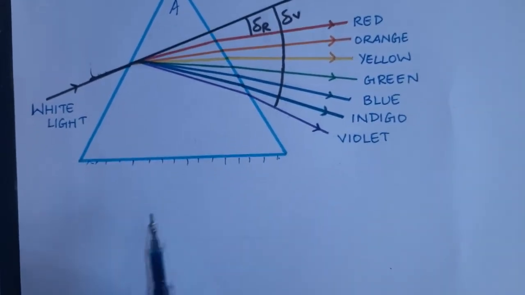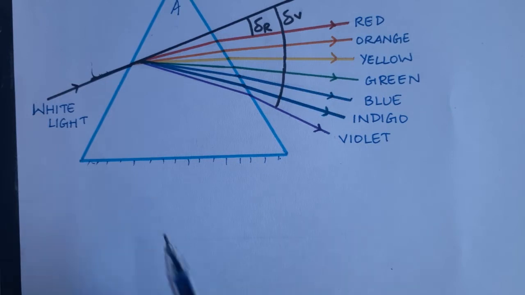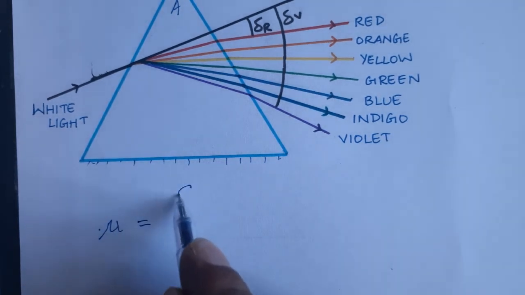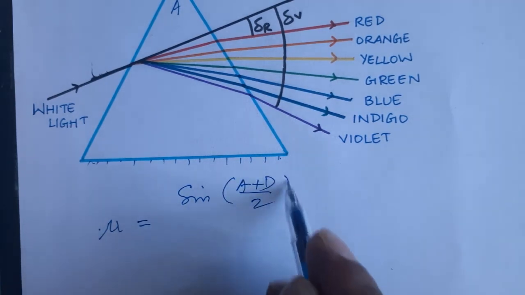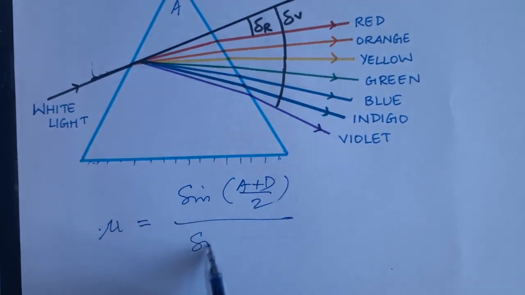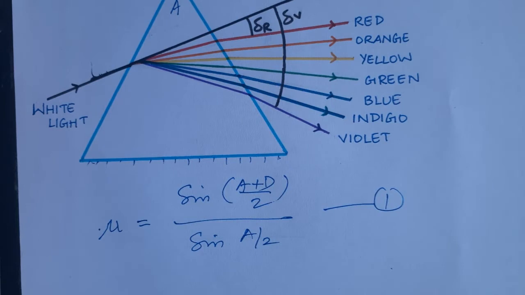We already know the equation for refractive index: mu equal to sine of (A plus D) by 2 by sine of A by 2. Take it as equation number 1. Mu equal to sine of (A plus D) by 2 by sine of A by 2 gives the refractive index of the given prism. We already derived this in our previous video.